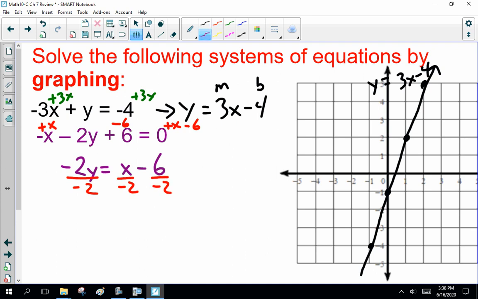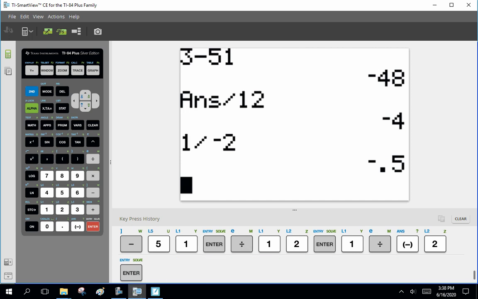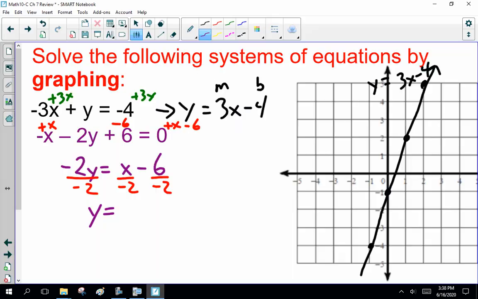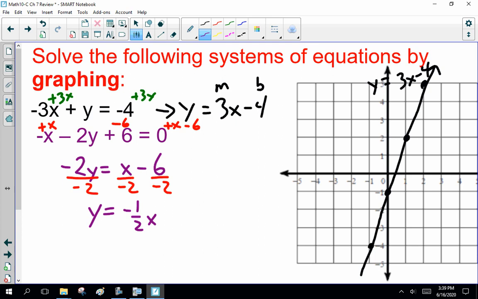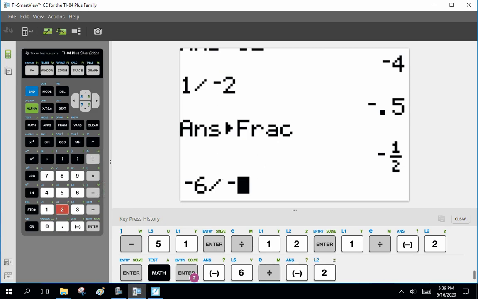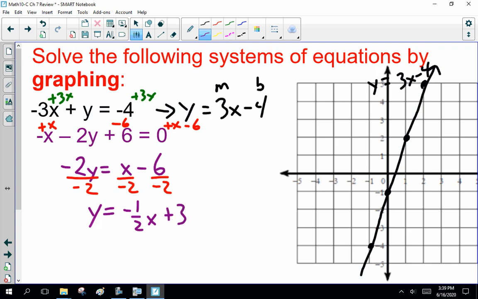Now, minus 2 divided by minus 2 is 1. We're down to just y. Now, 1 divided by negative 2 is negative 0.5, which as a fraction is minus a half. And I prefer minus 1/2 x. Now, minus 6 divided by minus 2 is 3. Yes, a negative divided by negative is positive. 6 divided by 2 should be 3. Now, this is my b value, and this is my m. So I go y equals 3.